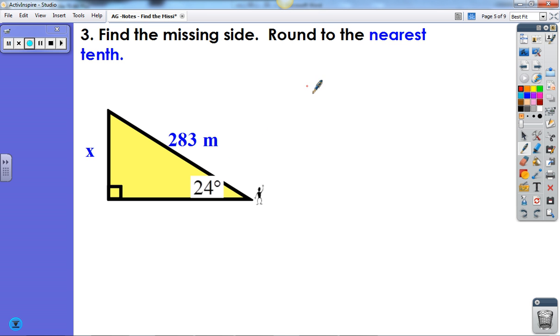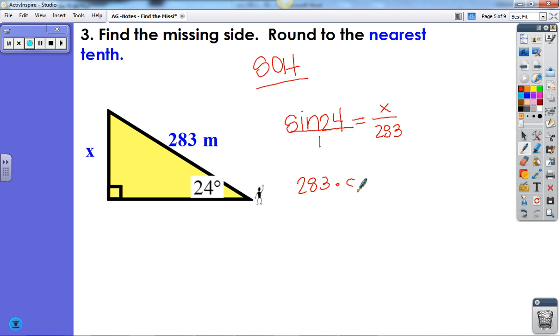Setting this one up, I've got this angle, I'm looking for the opposite, and I have the hypotenuse. So according to SOHCAHTOA, sine uses opposite and hypotenuse, so I'm going to set that up as the sine of the angle equals opposite over hypotenuse. Set up my proportions and cross multiply. I have 283 times the sine of 24, and that's equal to x times 1, or just x.